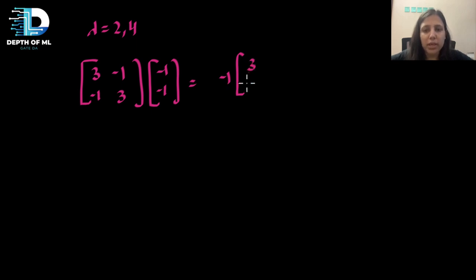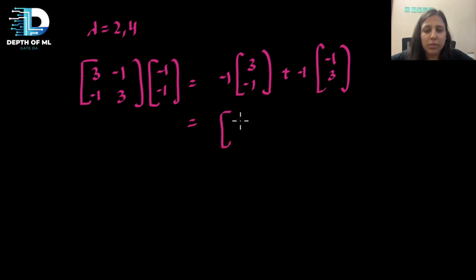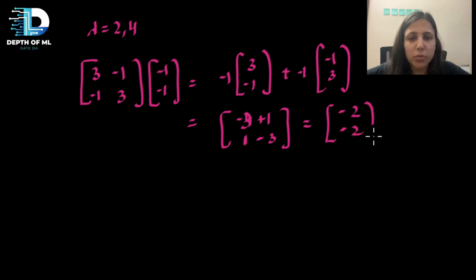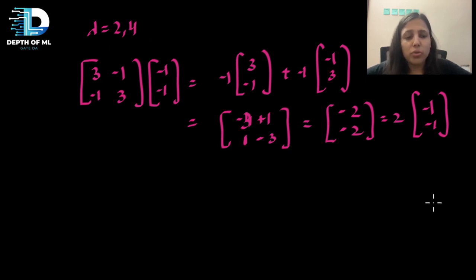Okay, so -1 times 3 into -1 plus -1 times -1 into 3. You can very quickly do this in your head. I'm just doing it slowly to show you how every step proceeds. So this is nothing but -4, this is 1, -1 into -1 is +1, and -1 into 3 is -3, right? Oh, this is actually -3. So this is nothing but -2, this is also -2, this is 2 times -1, -1. Okay, so this vector corresponds to eigenvalue 2.